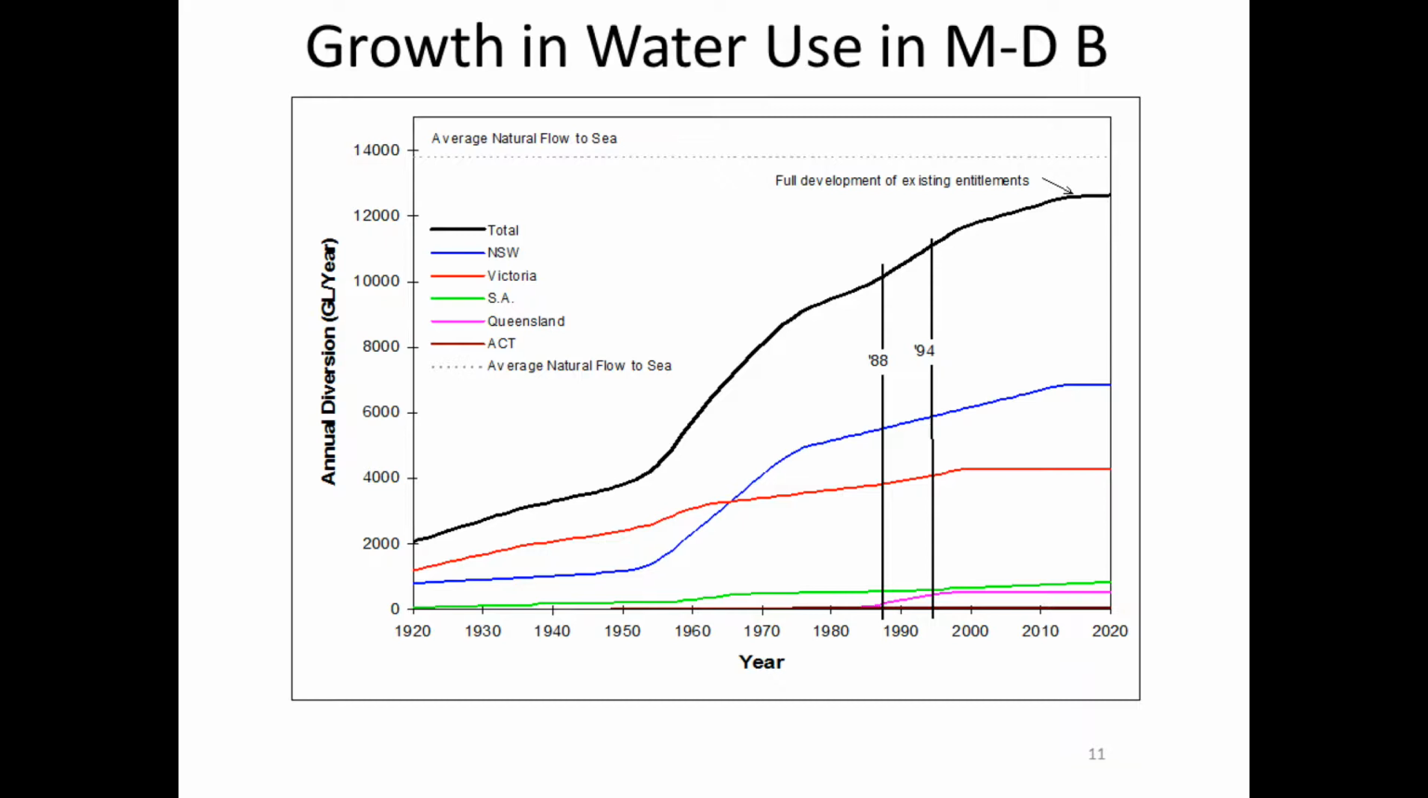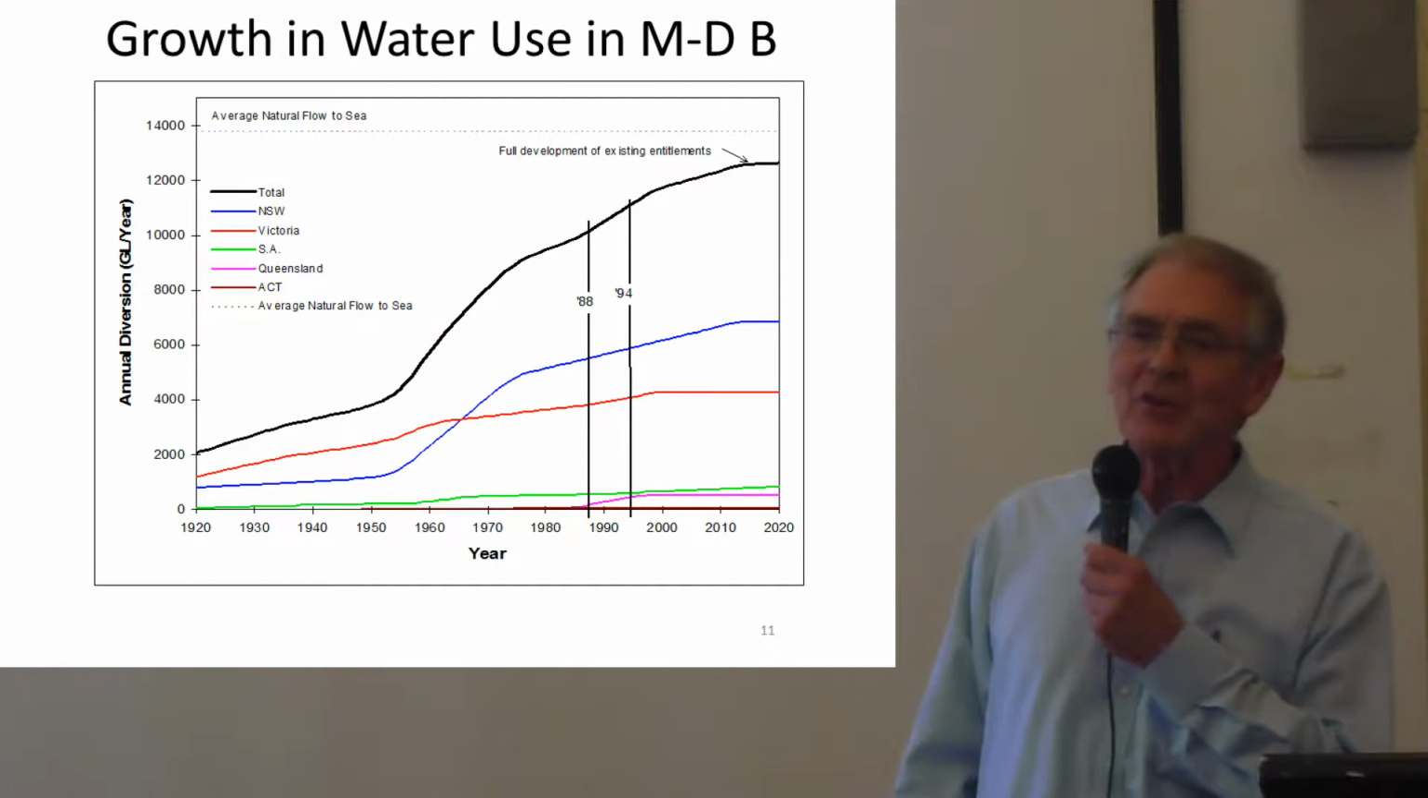To the extent that the New South Wales government, in trying to please its growers in the upstream areas like the Namoi and the tributaries of the Murrumbidgee, allocated so much water that their own growers further down didn't get any for years.